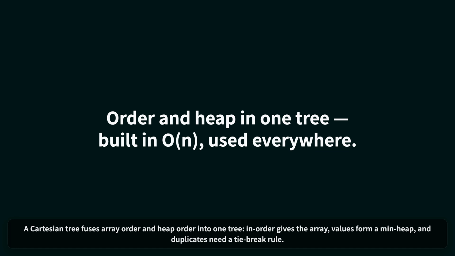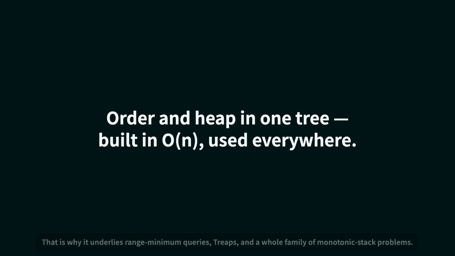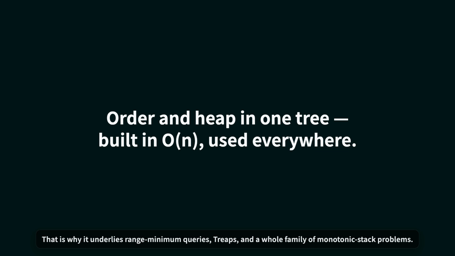In-order gives the array, values form a min heap, and duplicates need a tie-break rule. It can be built in O(n) time with a single monotonic stack. That is why it underlies range minimum queries, treaps, and a whole family of monotonic stack problems.